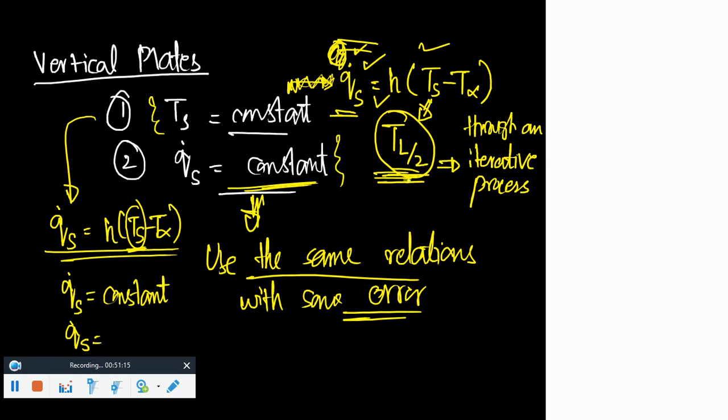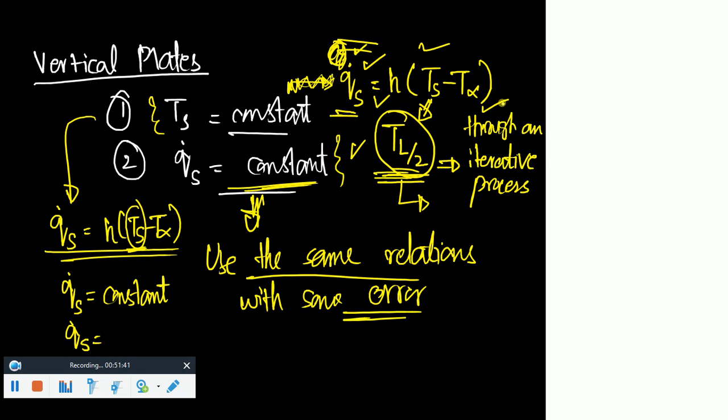So my point is that through experiments people have determined that it should be T L by 2, somewhere in the middle of the plate. But still it is not that accurate that right in the middle of the plate you put some sensor and say that this is the temperature we are going to use. No. Still you have to go left and right a little bit. That's why I wrote that you do it through an iterative process.